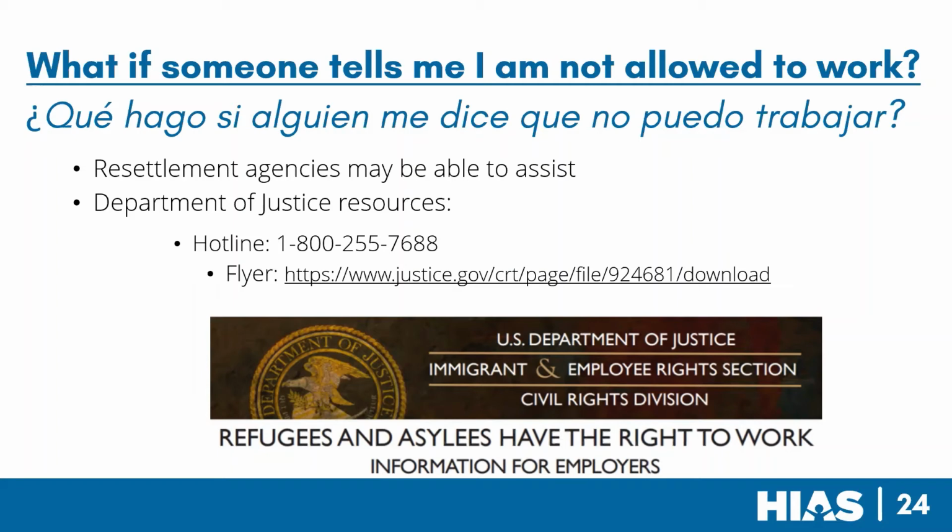So one option is if you are working with a case manager at a resettlement agency, they should be able to help you talk to your potential employer. Another option is you can show the Department of Justice's Right to Work flyer linked on screen to your employer, or you can call their free hotline directly for assistance. The number is also on the screen.